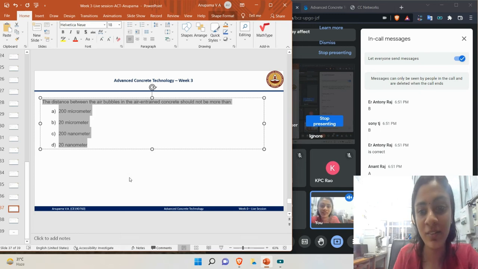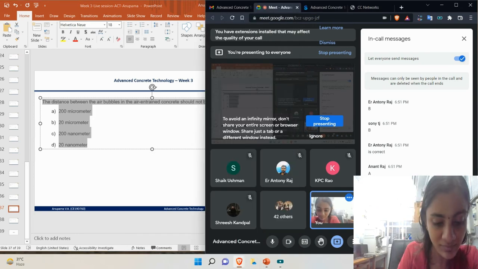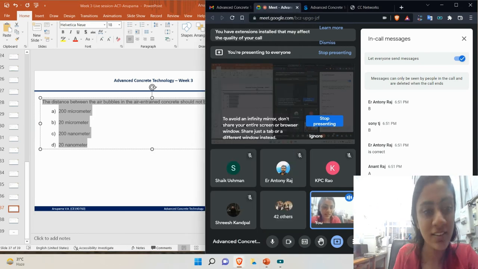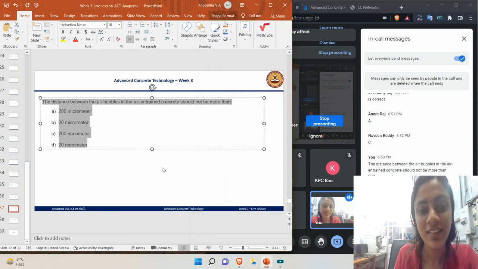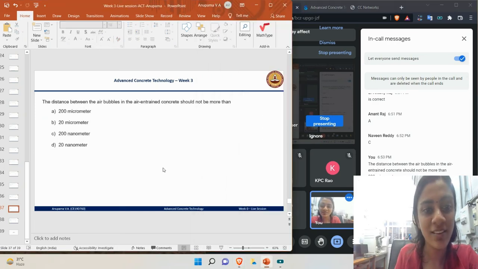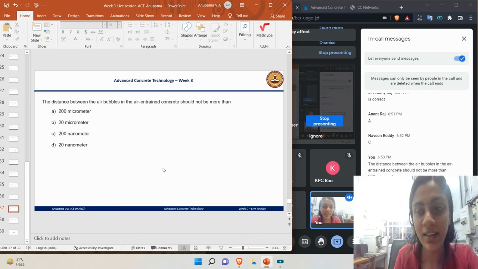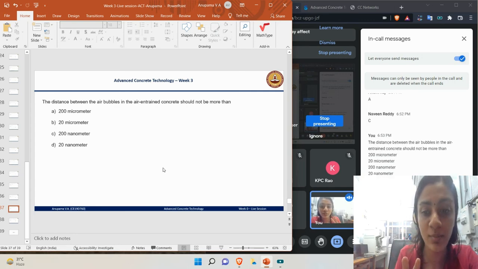You can always ask how to ensure this, or how to be more sure that this is how it is happening. But theoretically, the distance between the air bubbles in the air entrained concrete should not be more than. So, what is the maximum limit, the maximum distance between two air bubbles? You cannot simply introduce air again and again.